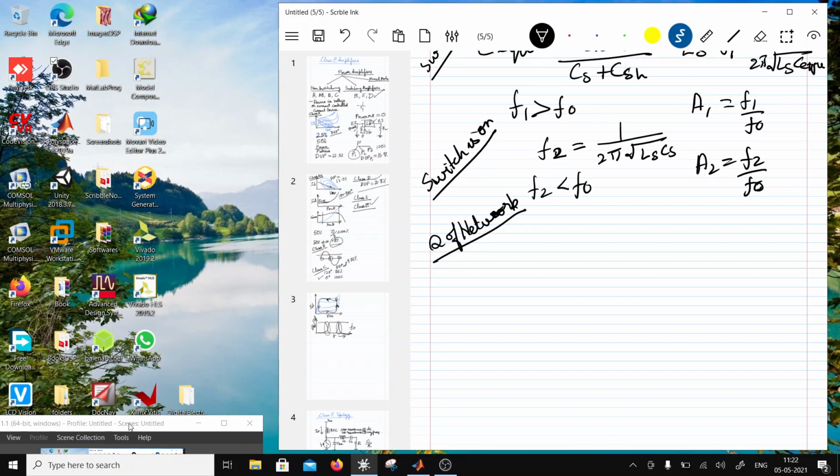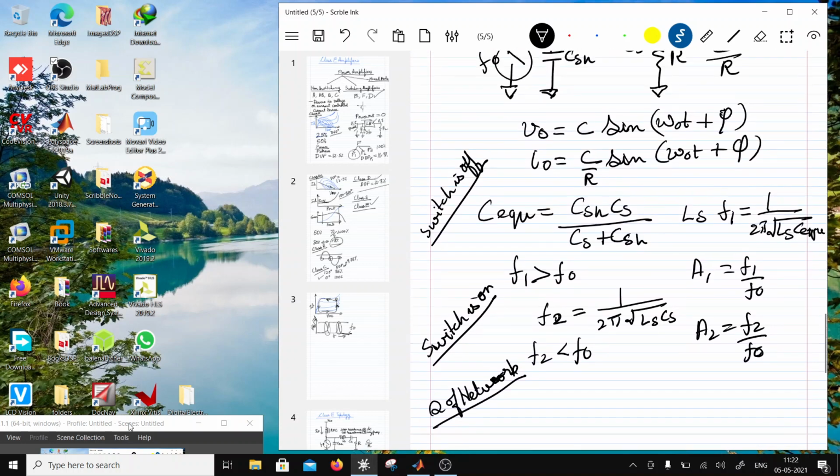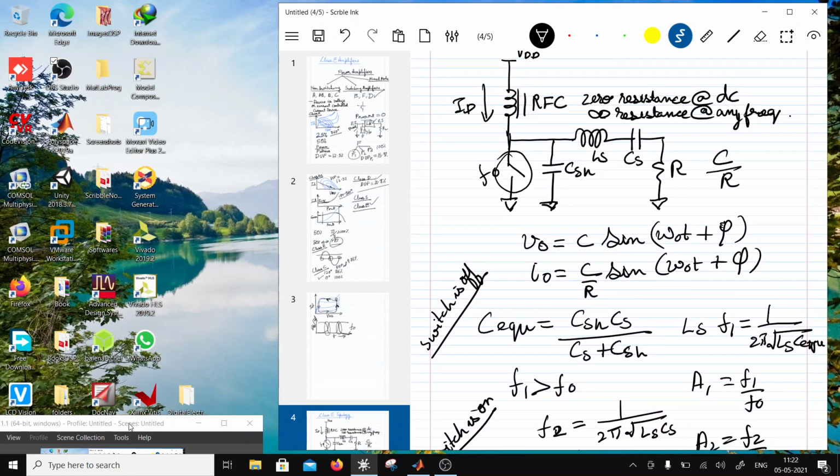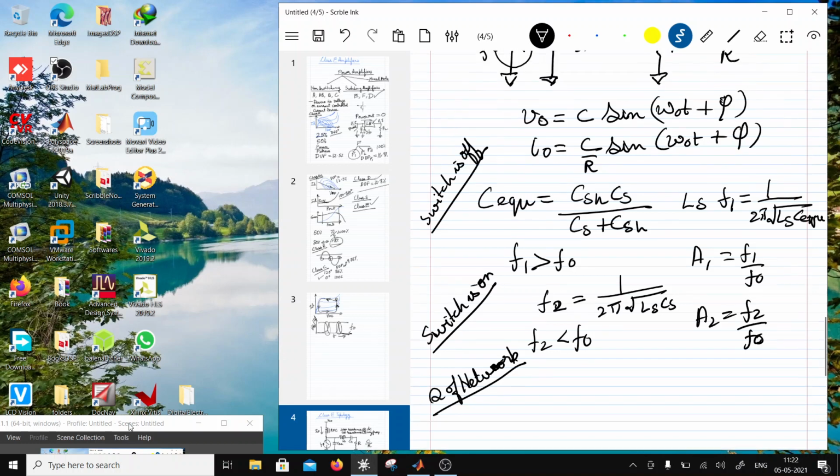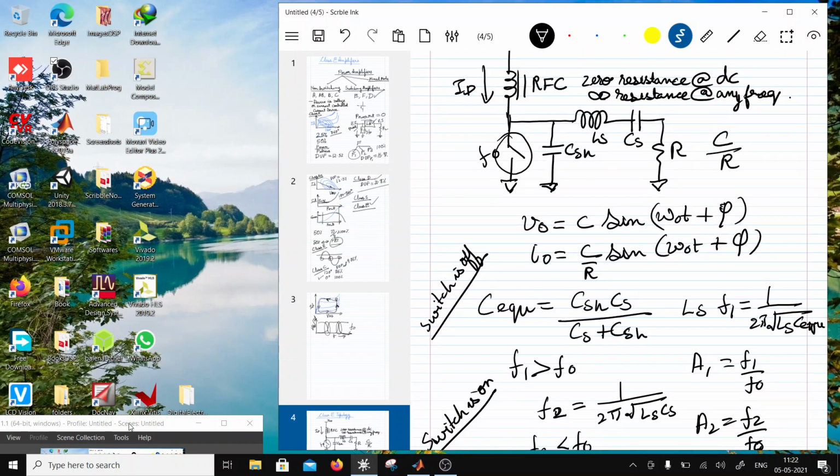And if you refer to papers by Sokal, 1975, this says ideal Class E operation. But then when it comes to solving the equations, there is no ideal Class E operation. There is a Q of a network involved. And how is it involved? It is involved this way: this LSCS combination will cause a resonant frequency of f2, while the switching is at f0, right?